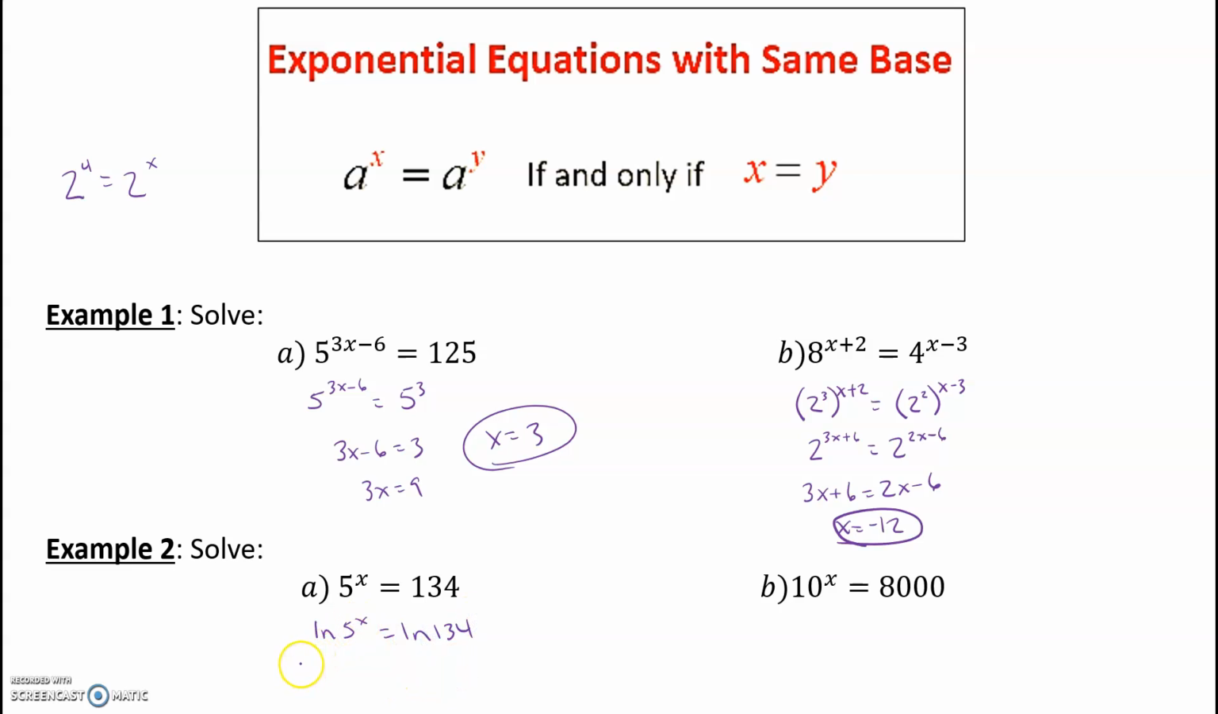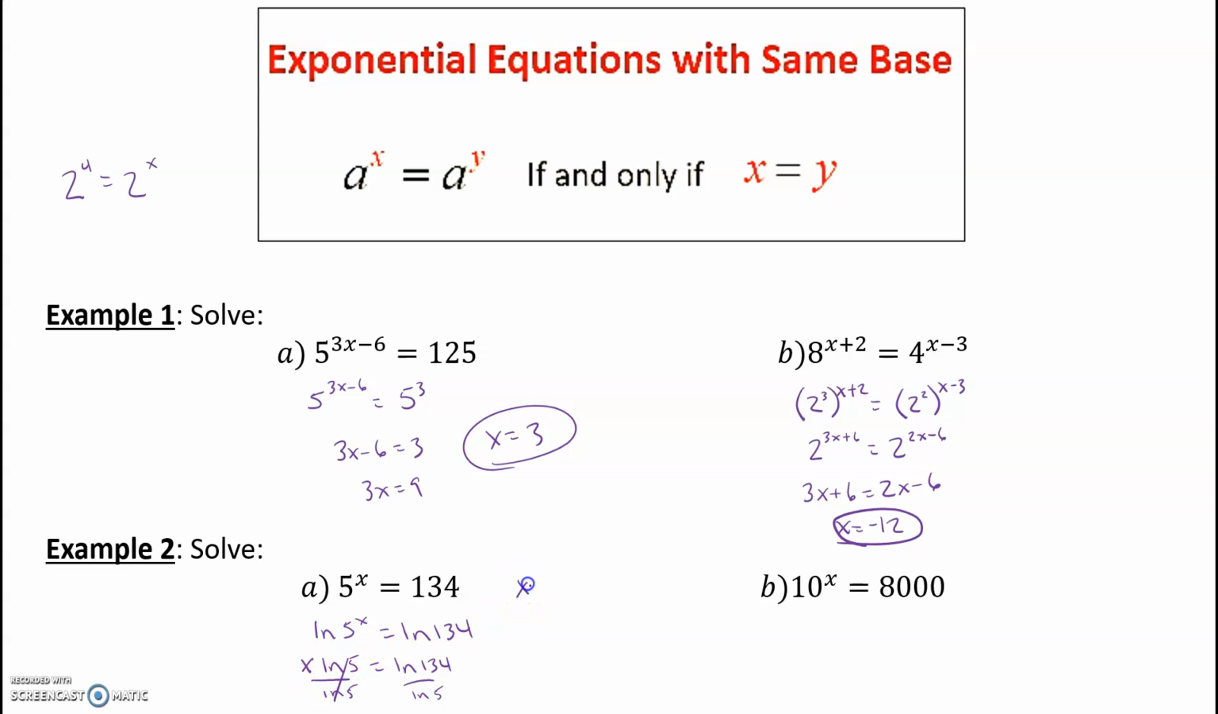Here we can use our exponent, our power rule. Bring that x out front. x times natural log of 5 equals natural log of 134. And we want to get x alone. We're going to divide both sides by the natural log of 5. And then you let your calculator do the work.